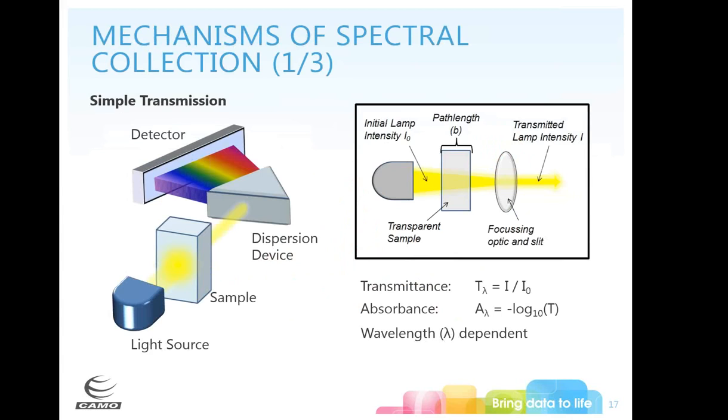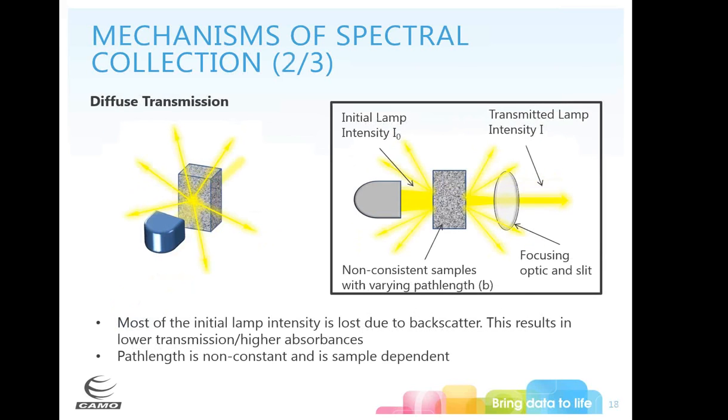The transmittance is, of course, related to absorbance, which is then related to your concentration. And these things are wavelength dependent. We can also do diffuse transmission. This is somewhat common in the pharmaceutical world. You might do transmission through a tablet, for example. You lose a lot of your intensity through backscatter.